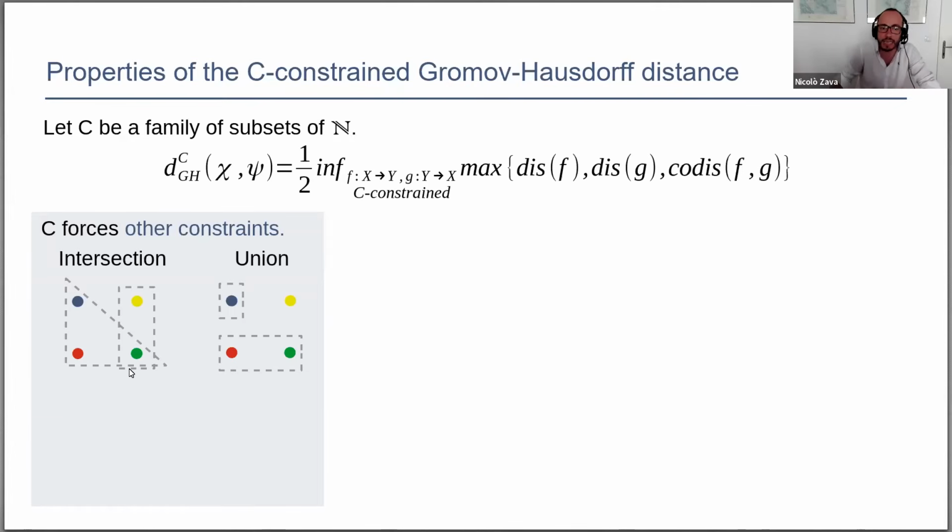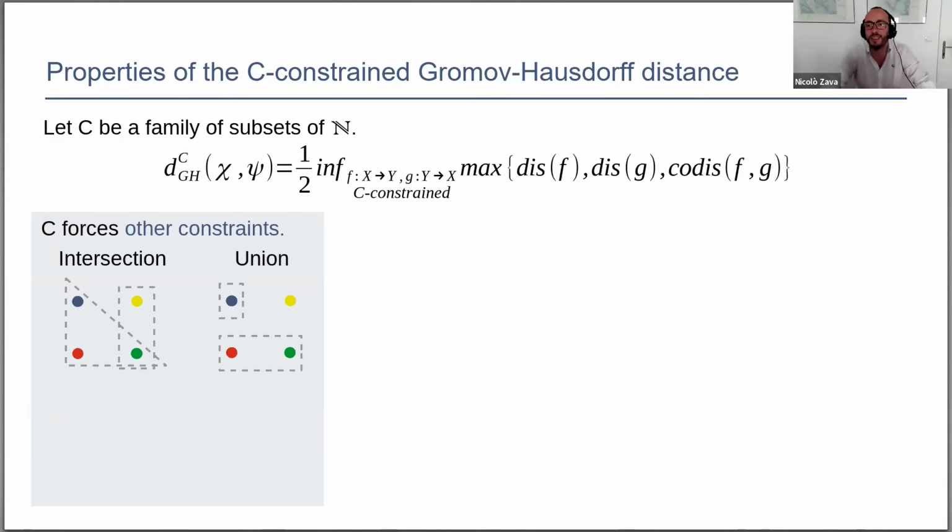For example, if you bind that green and yellow points must go to green and yellow points, and green, red, and blue points must go to green, red, and blue points, you are forcing, even without explicitly saying it, the green points to go only to green points. As long as they go somewhere else, they contradict one of the two constraints. This is an example to show that C forces the intersection between constraints. And similarly, C forces the union of constraints.